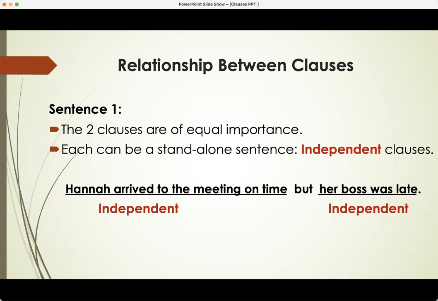The same thing applies to the second clause in the sentence. Her boss was late. That too can act as a standalone sentence. For this reason, we call these types of clauses independent clauses to reflect the fact that they are independent of each other and can be standalone sentences, each one on its own.